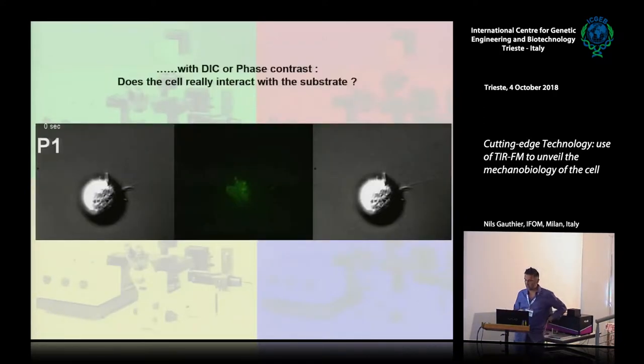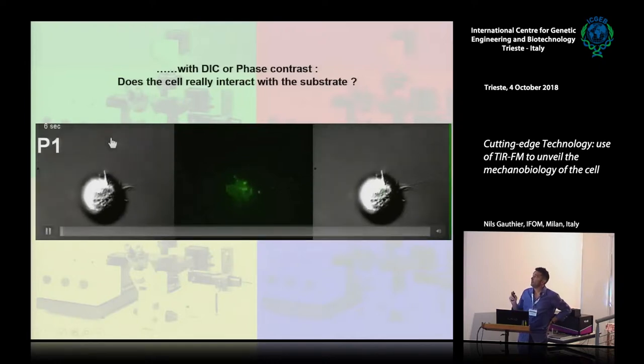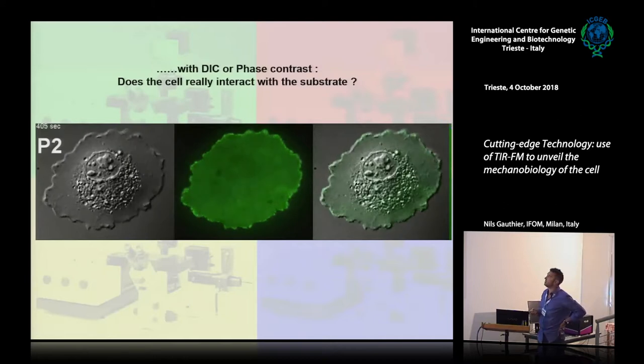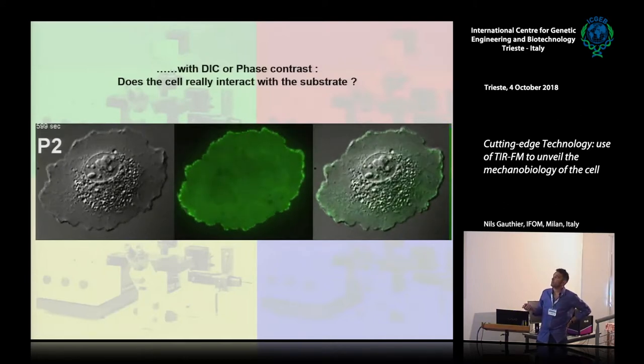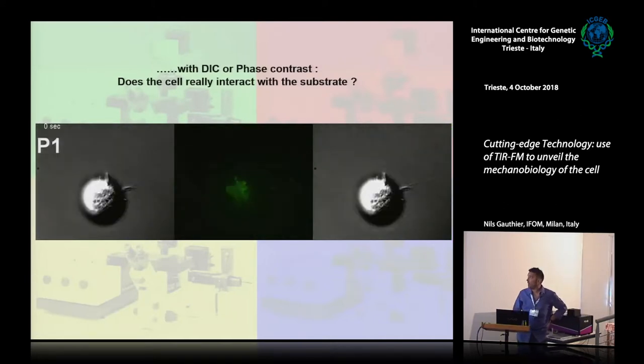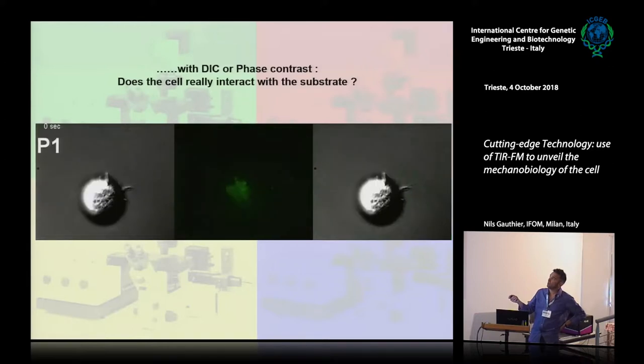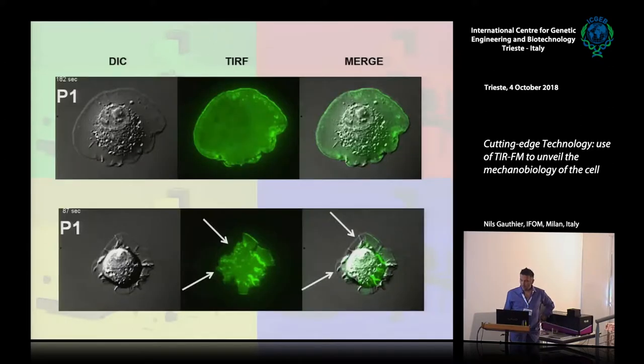Then you turn to fluorescence, and here, for example, you have VASP, which is a molecule that binds and regulates actin, and you can see the difference between DIC and TIRF. Then you have this beautiful, very high contrast ratio. And you can also decipher what the cell is doing. The advantage is that because I'm at 100 nanometers, I really see where the cell is attaching to the substrate.